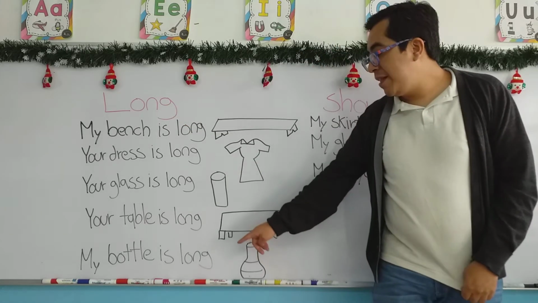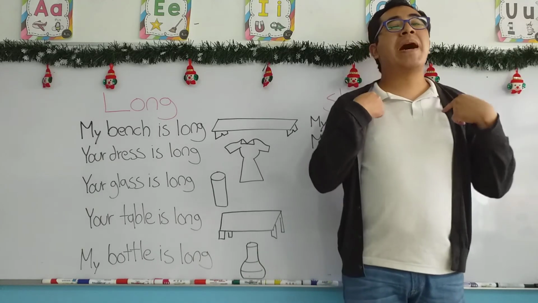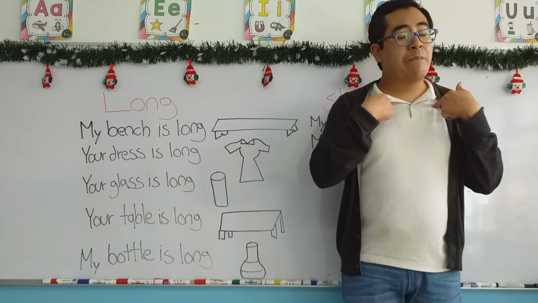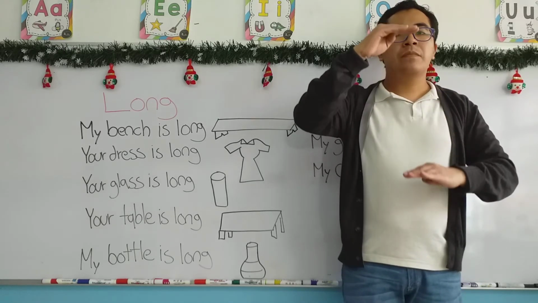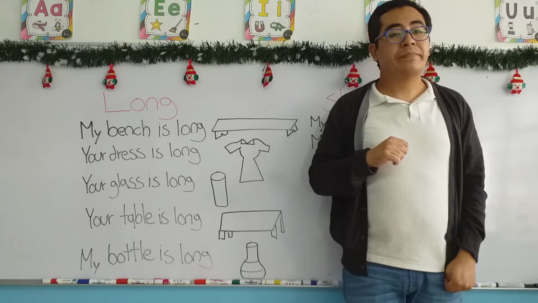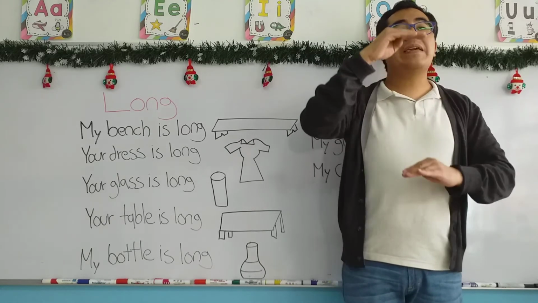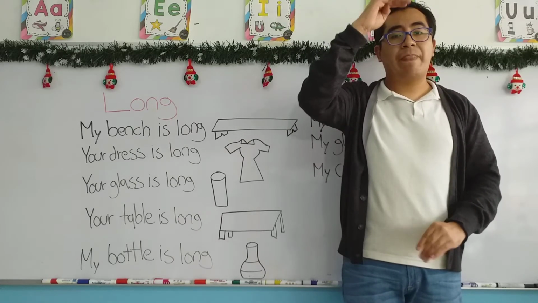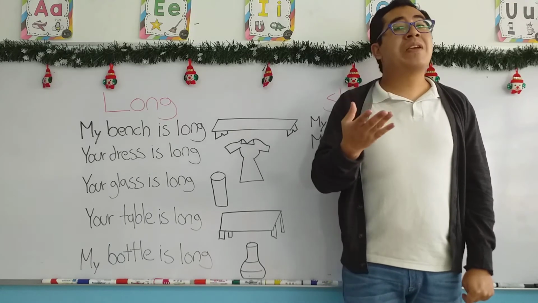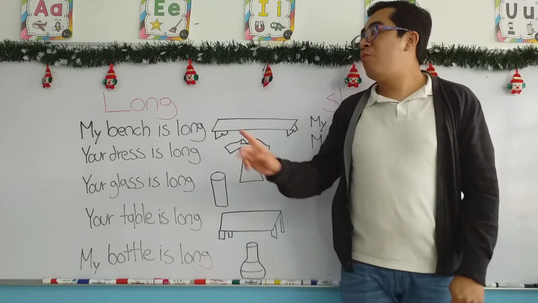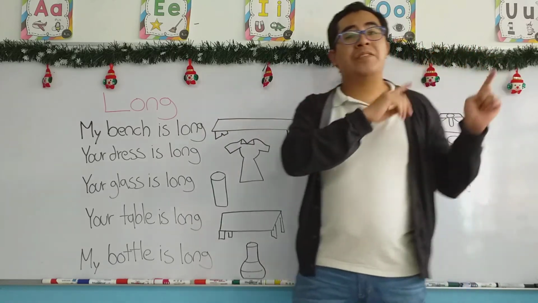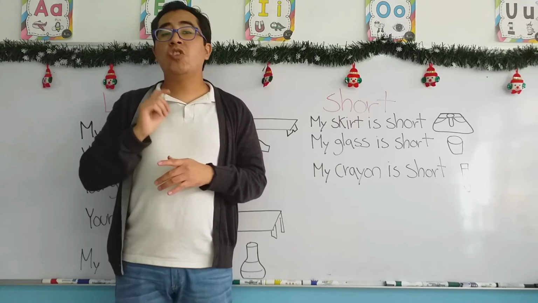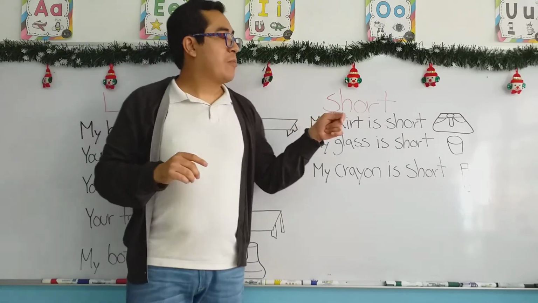And then finally, bottle. My bottle in Spanish, botella. My bottle is long. Mi botella es larga. Okay? Now, those were examples that we use for long. Now, let's check some other examples, but in this occasion with the adjective short. For short, we have 3.